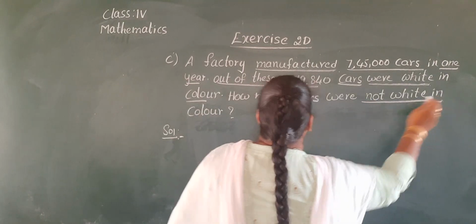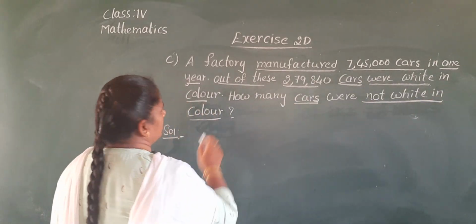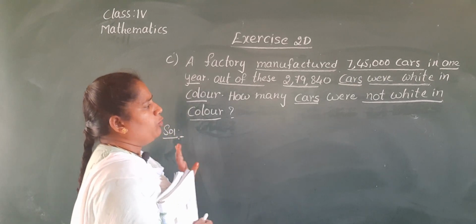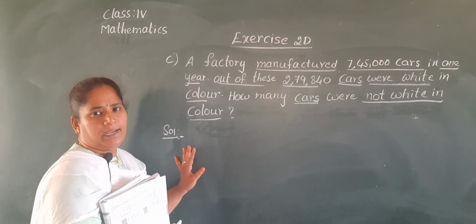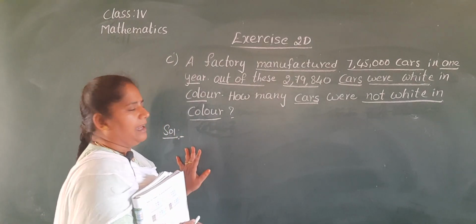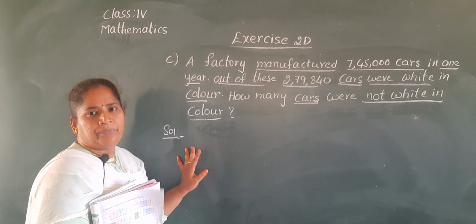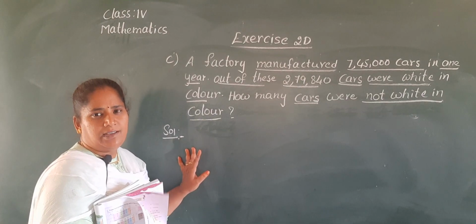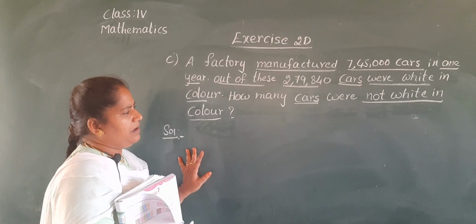Not white in color. Now, we have to find how many were not. How many not white in color? How many not means? This is subtraction. Keyword for subtraction. Okay, ma?